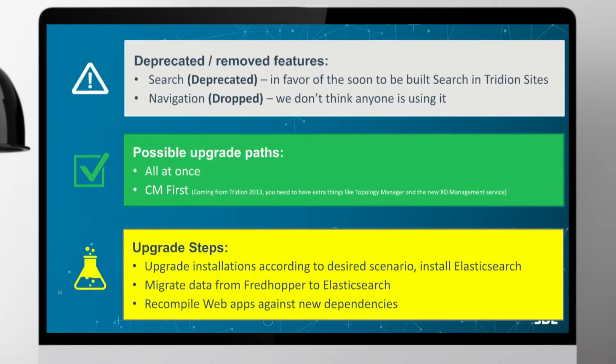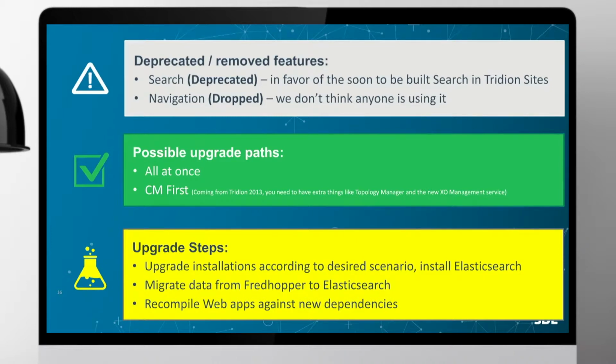So as I mentioned before, we have only two actually. We have one deprecated feature, and we have one feature which we have dropped. If we go to the deprecated one, which is Fredhopper search, we decided to deprecate it because we are going to build native search on Elasticsearch in Tridion sites, and we found that if we also want to support the search functionality in XO, then we'd essentially be having to support two different search capabilities.